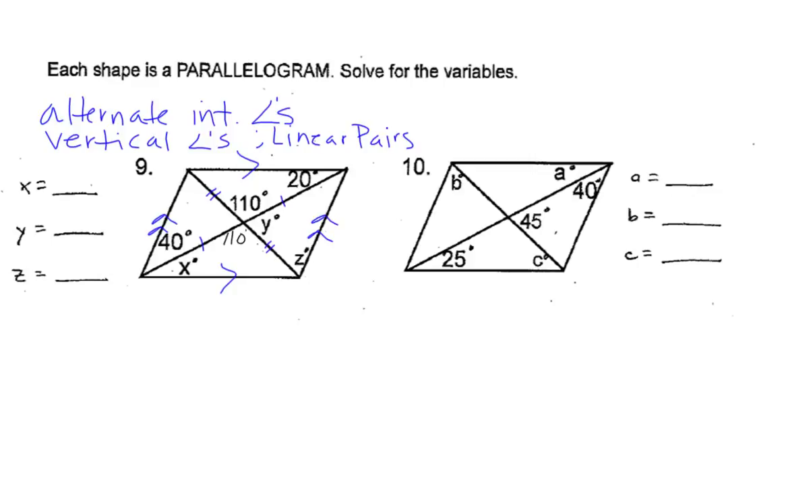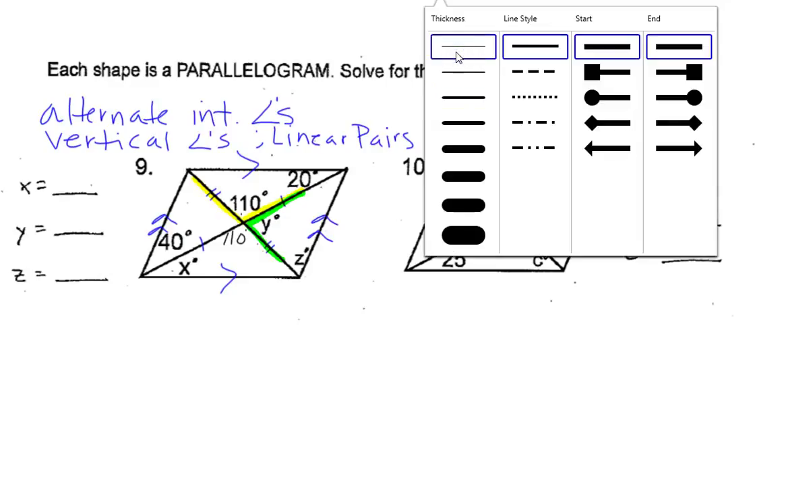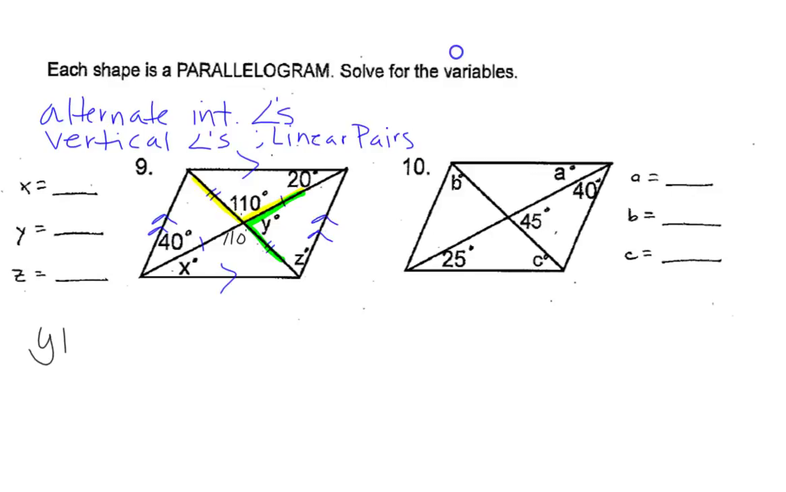I know that's 110 because these two are vertical. I could find Y because those two, this one and this one, you should recognize as being a linear pair, which means if I add those together, I get 180, which means Y, if I subtract 110 on both sides, has to be 70 degrees. So I'm going to go ahead and fill those in.